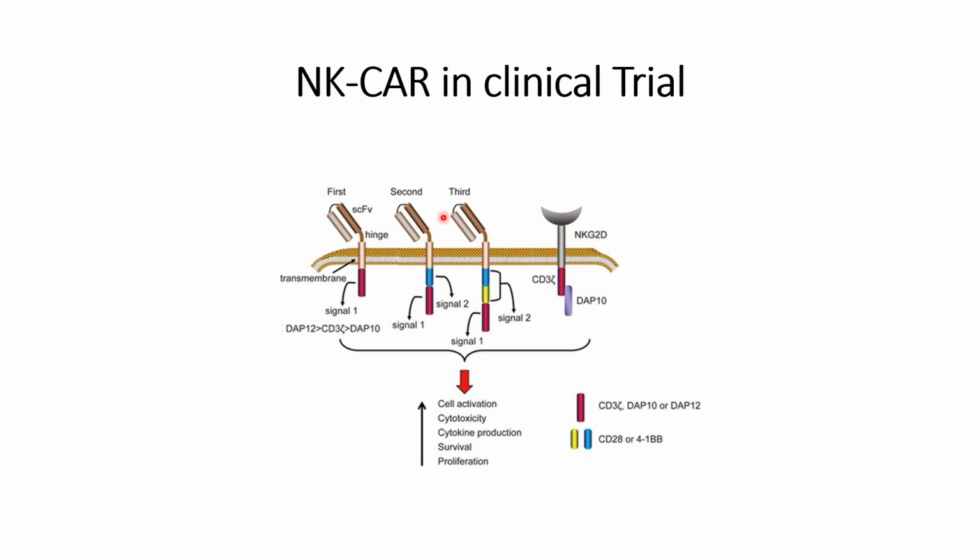And in the third generation, two co-stimulatory signals along with this activating signal are present, and the two co-stimulatory could be CD28 and 41BB combined. So these are the three common, different types of CAR construct.